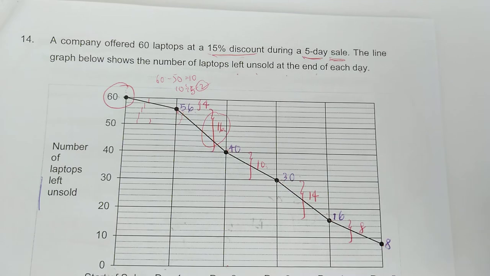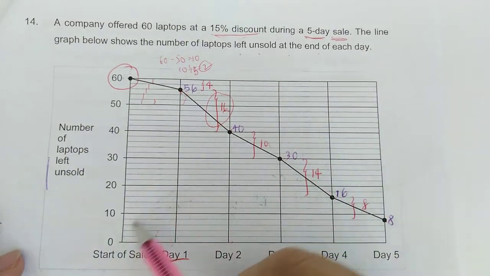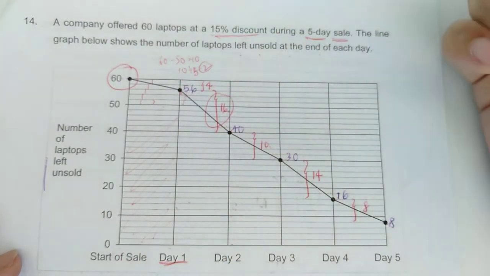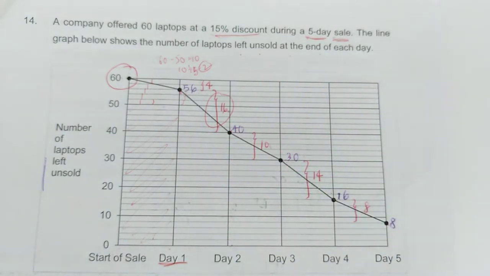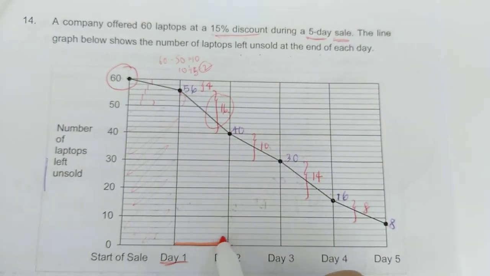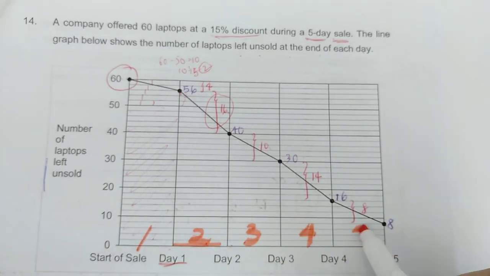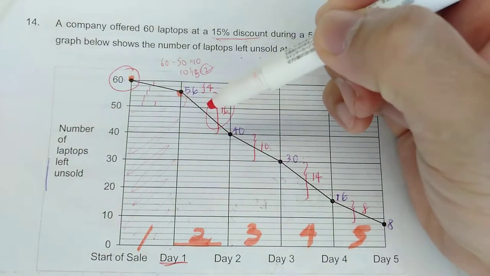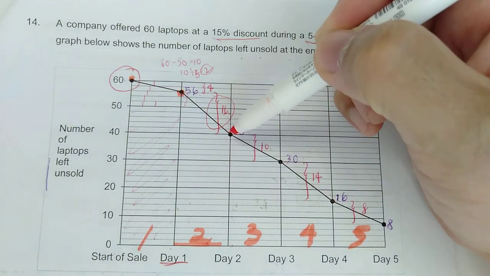Now, some of you got confused and put day 1. Now, it's not day 1. Day 1 is here. What was sold in day 1 were the 4 laptops. This is your day 2. Right, day 2 is here. Day 1, day 2, day 3, day 4, day 5. Right, these were the 5 days. So this is the start of day 1, the end of day 1. The end of day 1 number is also the start of day 2, and so on.